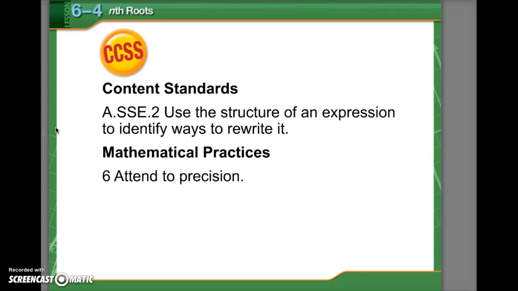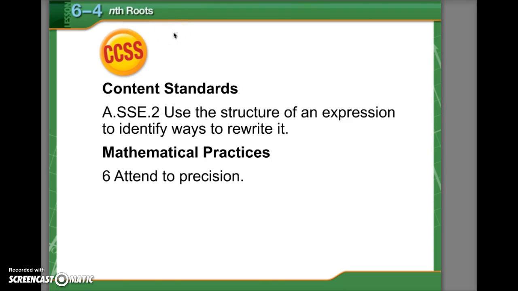All right, this is Unit 1, Lesson 13, and we are in Chapter 6, Section 4 of the textbook. This lesson is about the nth roots, so it means roots that are higher than the second power. Second root would be the square root, so we're looking higher than square root, like the third root or the fourth root or the fifth root, etc.